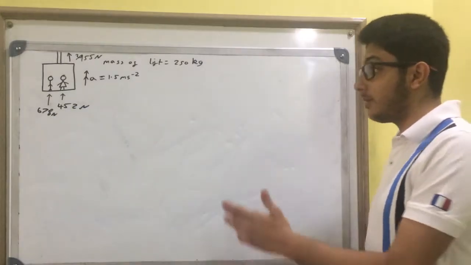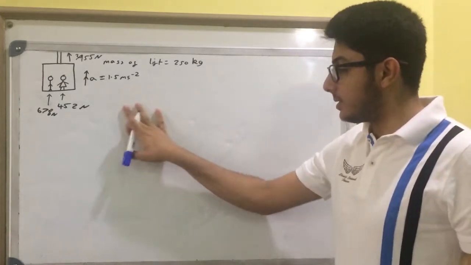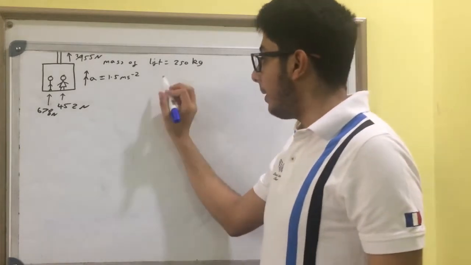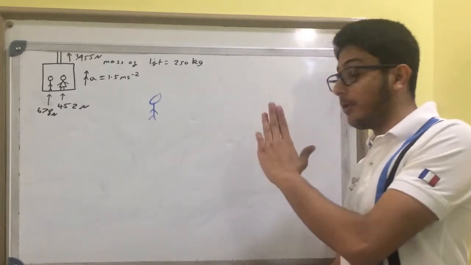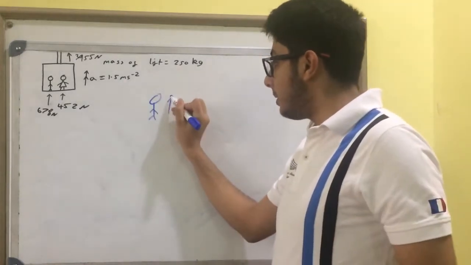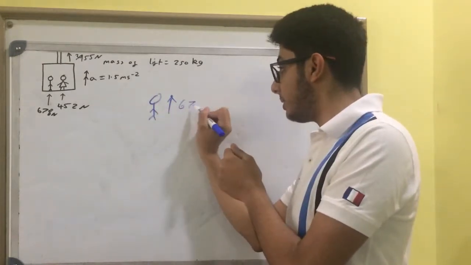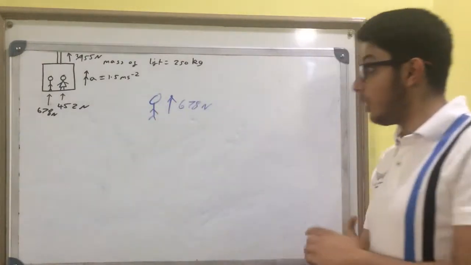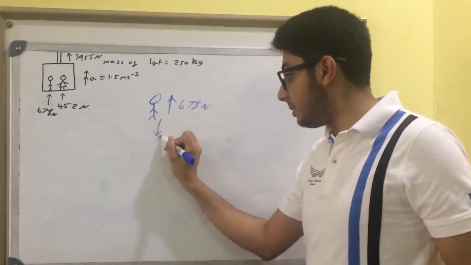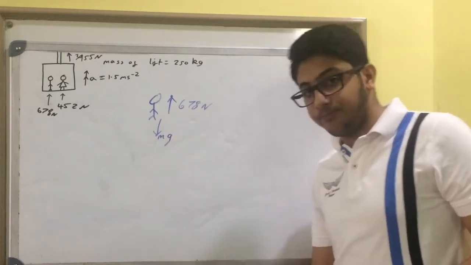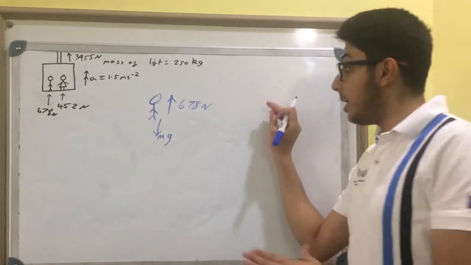Alright, now find the mass of Albert and the mass of Bella. So now we have to look at the reaction forces. What are the forces going up for Albert? It is the force exerted from the floor of the lift, which is 678 newtons. What are the forces going down? That is his weight. So mg. Mass times 9.8, the two significant figures.